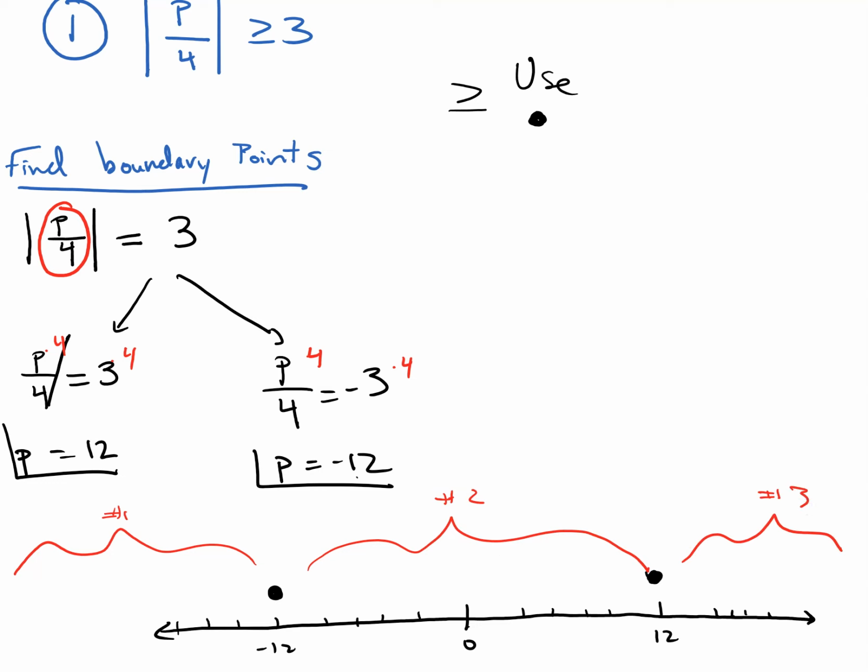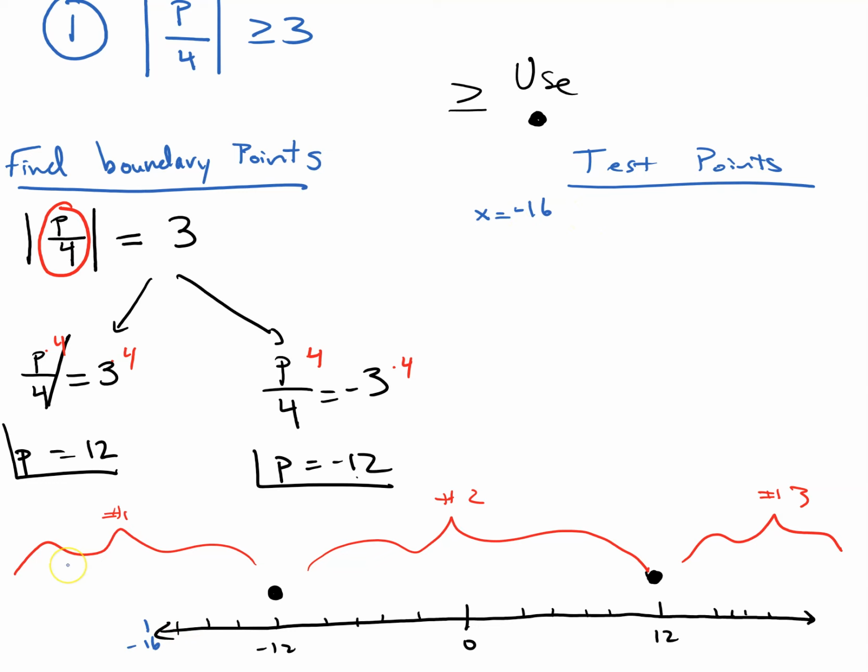So this is also where it's different. We're going to pick test points, 1 from each region. So looking down at region number 1, we need to pick a number over here, on the other side of negative 12. I want something that will divide evenly into 4. So just being strategic, I'm going to pick negative 16.